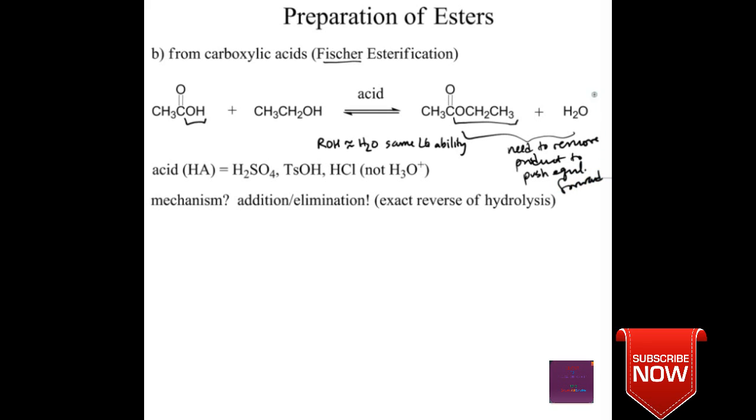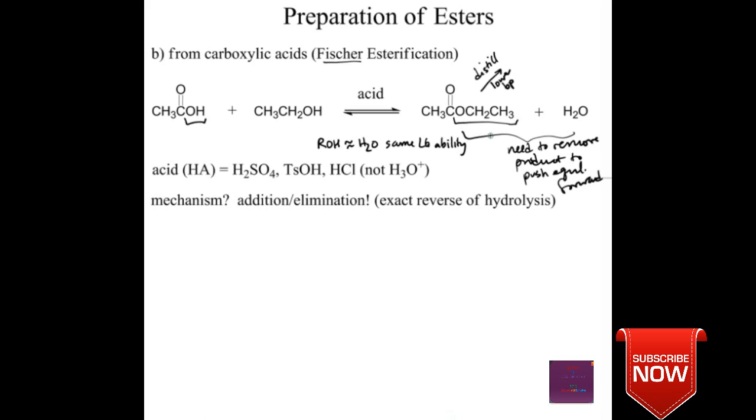Sometimes we can do something to react with the water or remove the water. One thing we could do maybe is distill the ester off. This very often has a lower boiling point than our carboxylic acid and our alcohol, because these have OH groups. These are very, very polar starting materials. The ester is going to be less polar, so sometimes the ester can be distilled off as it's formed. We need some strategy to make the Fischer esterification work.